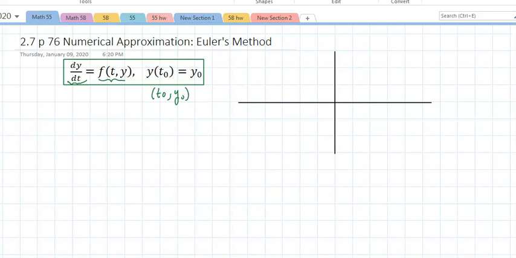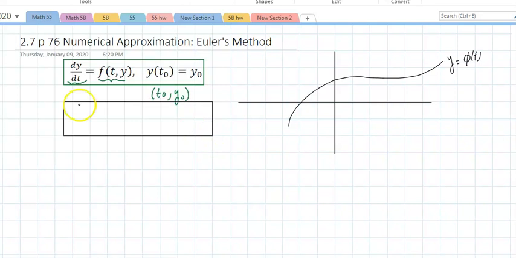Now what we're trying to do is approximate a function. Let's say this is y equals some phi of t, a function of time, it doesn't matter what it is. And this is how it works. We need to use an equation of a line, and if you remember how this works, the equation of a line is y minus y1 equals m times x minus x1. This is the point-slope equation of a line, where x1, y1 is the point and m is the slope.